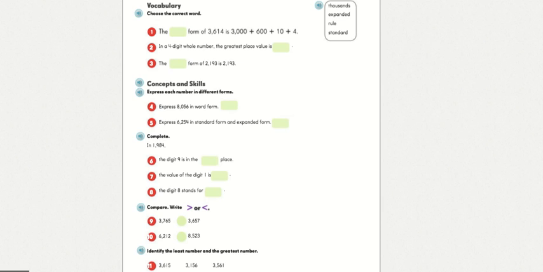The value of the digit 1. Okay, here's the 1. What is its value? What's it worth? 1 in a thousands place? That would be worth 1,000. The digit 8 stands for, here's the 8. It's in the tens place, so it stands for 8 tens.